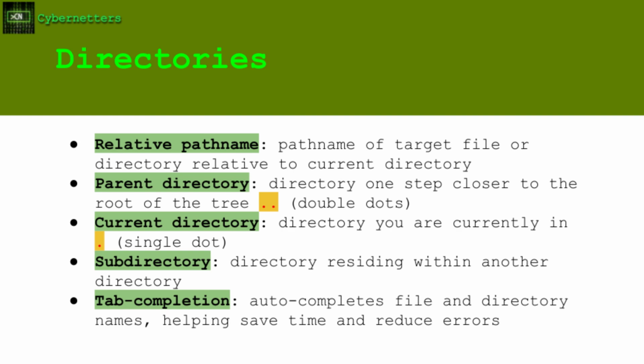So in Unix, we have two different special symbols for navigating directories. The single dot represents the current directory you're in, and the double dot represents the parent directory, one level up.